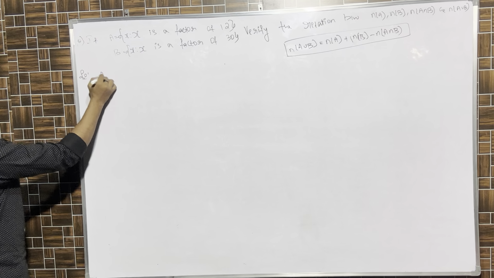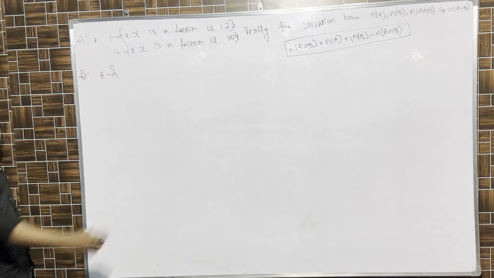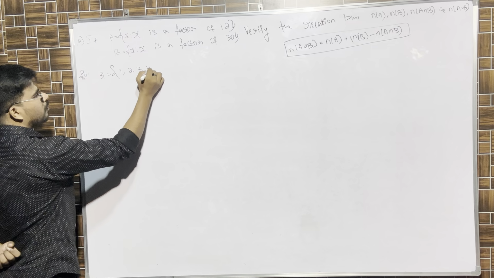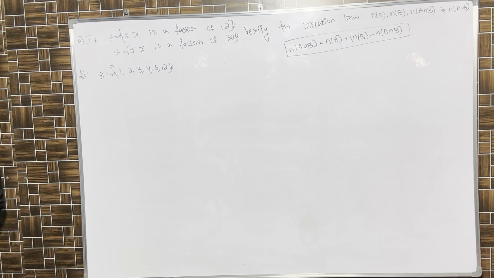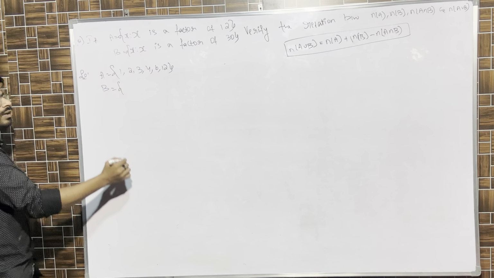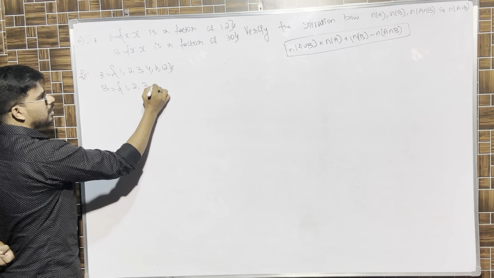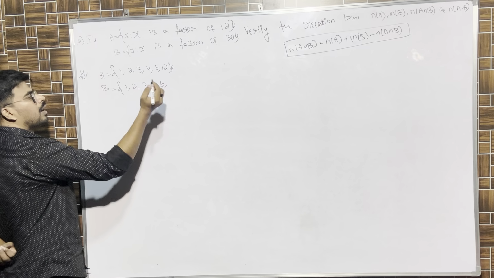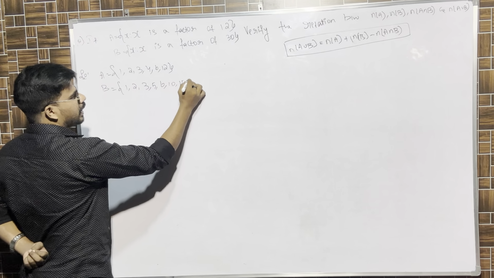So A is the set of factors of 12. What are the factors of 12? We discussed in the previous class: 1, 2, 3, 4, 6, 12. That is set builder form to roster form. Next, B, factors of 30: 1, 2, 3, 5, 6, 10, 15, 30.